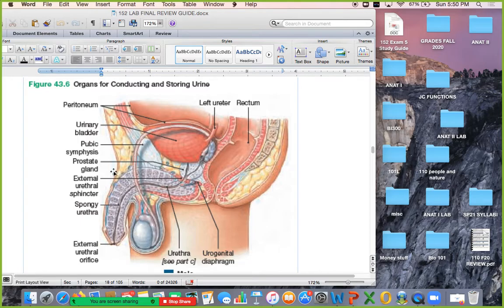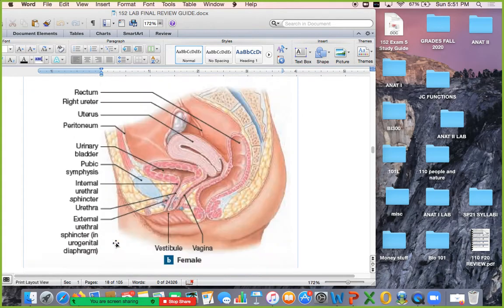All right, so what else do we see here? We see the external sphincter. We have an internal sphincter as well. It's going to allow us to release urine during the process of micturition, which is the voluntary release of urine. And then, let's see, here's the external urethral orifice. So that's where we're going to be releasing the urine.